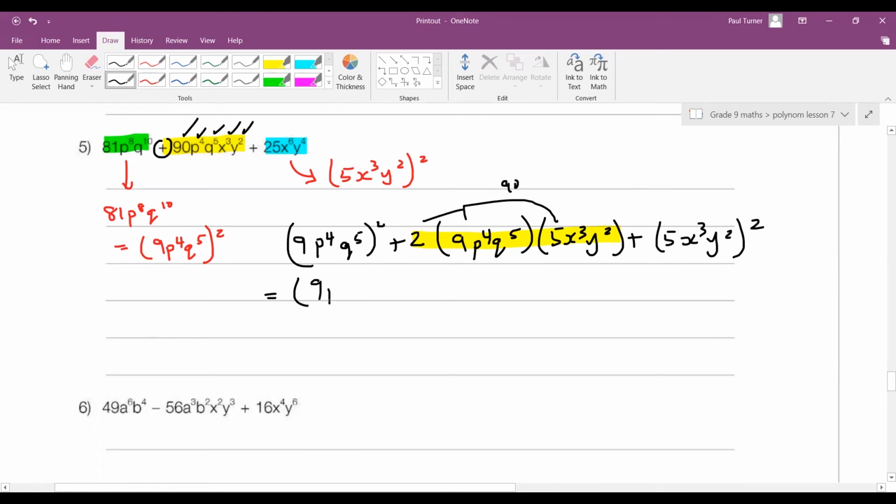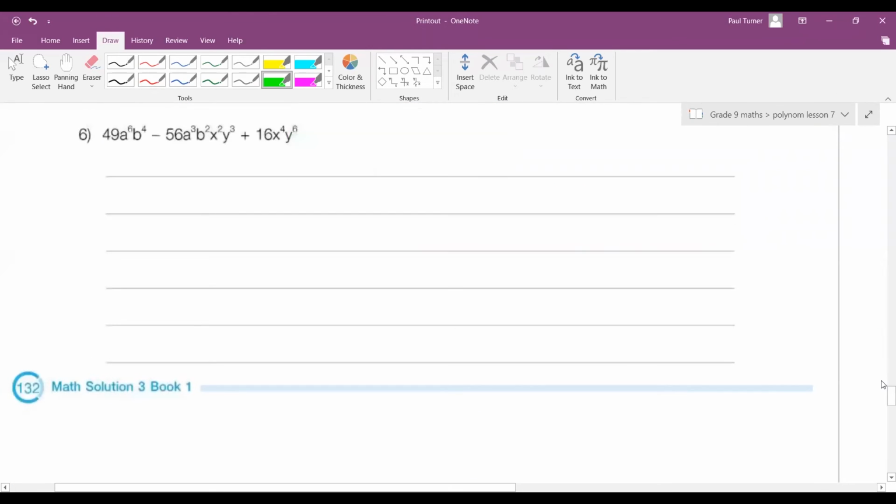So 9p4q5 plus 5x3y2, all squared. And I'll put your answer in green. So this is your final answer here. Like that. Refer back to this video if you're having a problem with the homework as well. So that's question 5. If we run out of time, I will skip down to the last ones and we'll do them quickly.